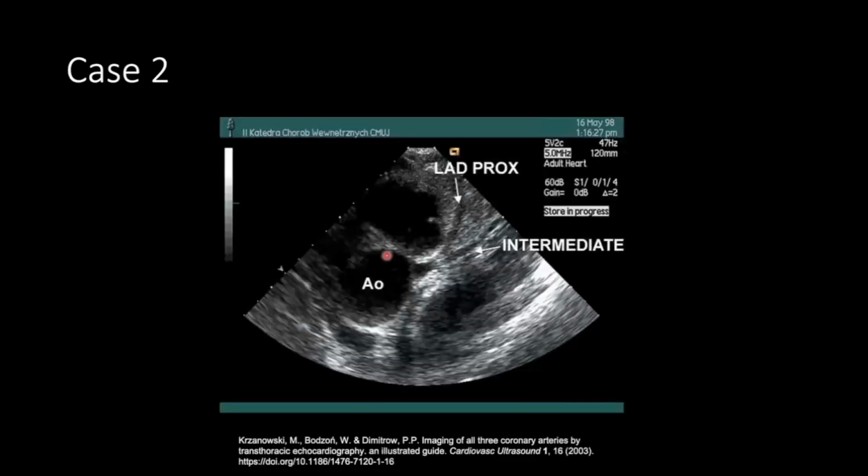And just as an addition to that, very rarely you may also be able to open up the left main stem into a bifurcation point where you can see the LAD and the intermediate.